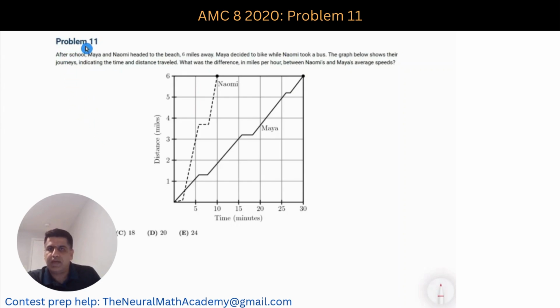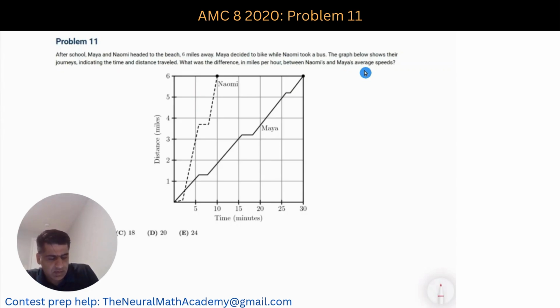Let's solve problem 11. That states after school, Maya and Naomi headed to the beach 6 miles away. Maya decided to bike while Naomi took the bus. The graph that is given here shows their journeys, and we have to find out what was the difference in miles per hour between Naomi's and Maya's average speeds. So we have to calculate their average speeds.